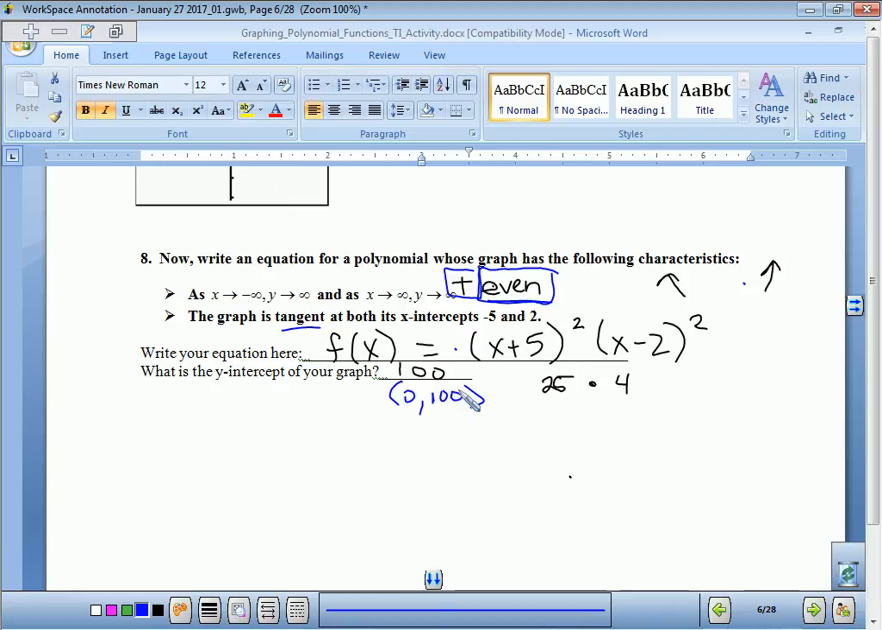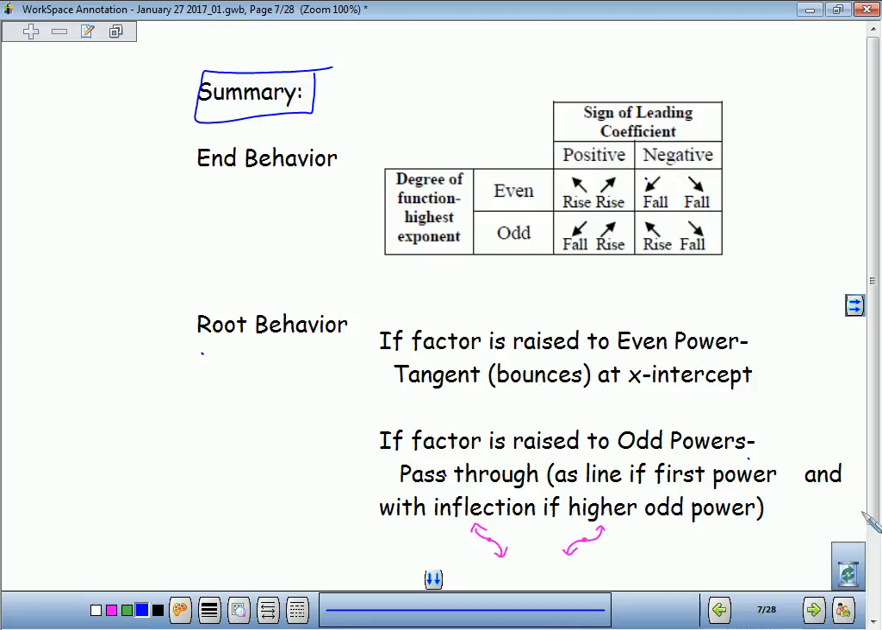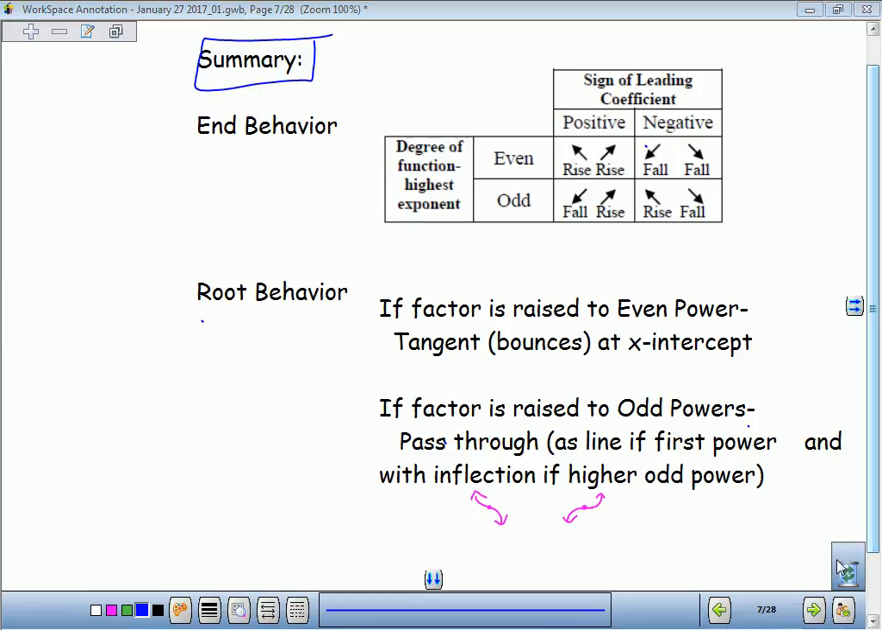Okay. So some of you were probably shooting in the dark last night on some of this. Does it make sense now? Cool. Awesome. All right. So here is a nice little summary.